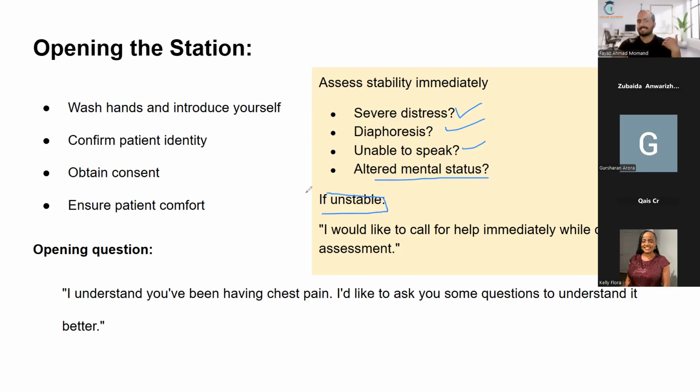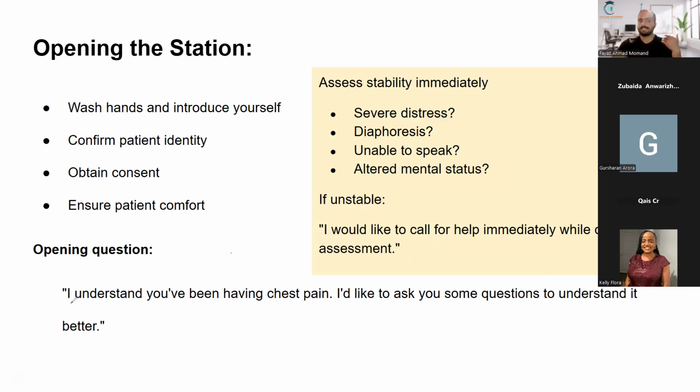If the patient is unstable, you see that the patient is in severe respiratory distress, sweating profusely, unable to speak, confused, in shock, or unconscious, verbalize, I would like to call for help immediately while continuing the assessment since the patient is unstable. Do not say, I'm going to try to take history from the patient who is unstable right now. If the patient is stable, continue with your history taking.